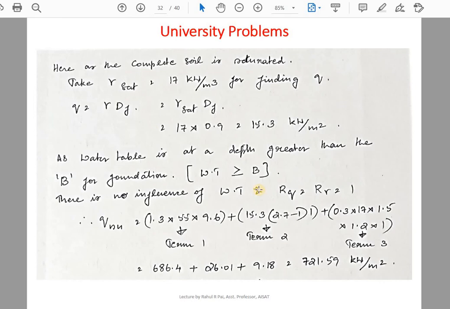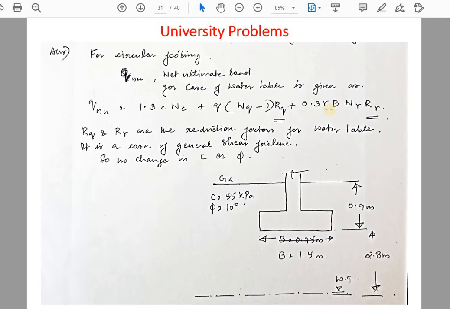Now the first case, as I mentioned, RQ, R gamma are 1. So you directly substitute the values. 1.3, C is 55, NC is 9.6, and this value Q is 15.3, NQ is given 2.7 minus 1 into, this is reduction factor 1. And then the last term 0.3, 17 into 1.5 into 1.2, again the reduction factor 1. So this is an equation for circular footing.